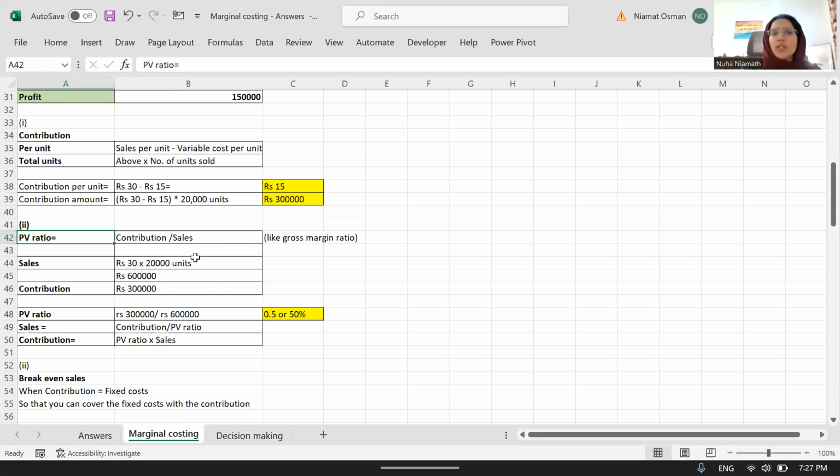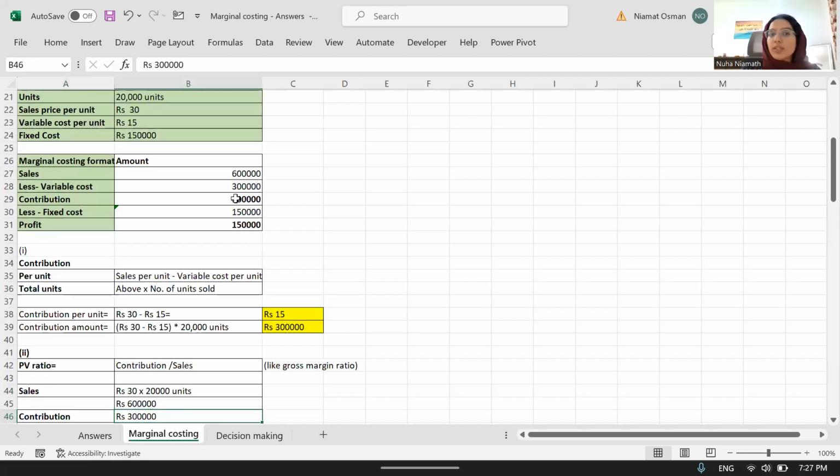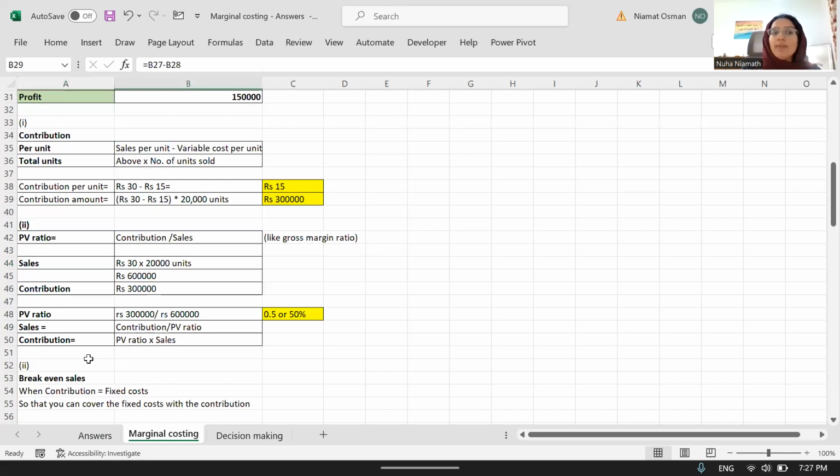Now, how do we calculate it in this question? The first thing we did is we calculated our sales, which is 30 rupees into 20,000. That gives us 6 lakhs. And contribution, we already got 3 lakhs. If you see here, we've already calculated it. It's 3 lakhs. So we get a contribution of 3 lakhs and sales of 6 lakhs. So when we calculate our PV ratio, we'll get 3 lakhs by 6 lakhs, which is 50% or 0.5. That will be the PV ratio.